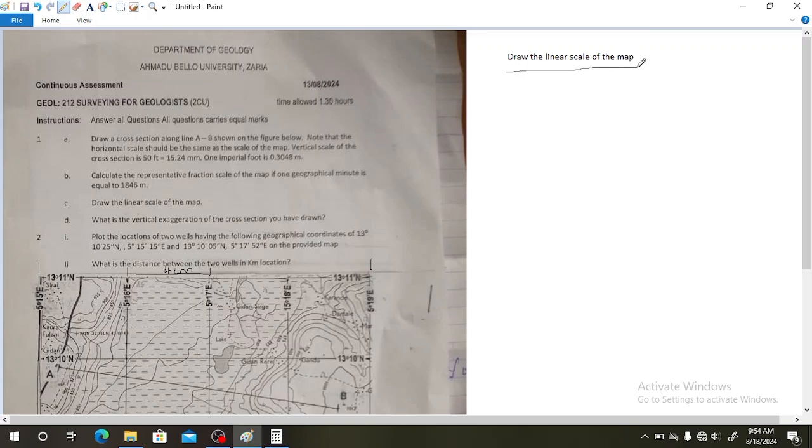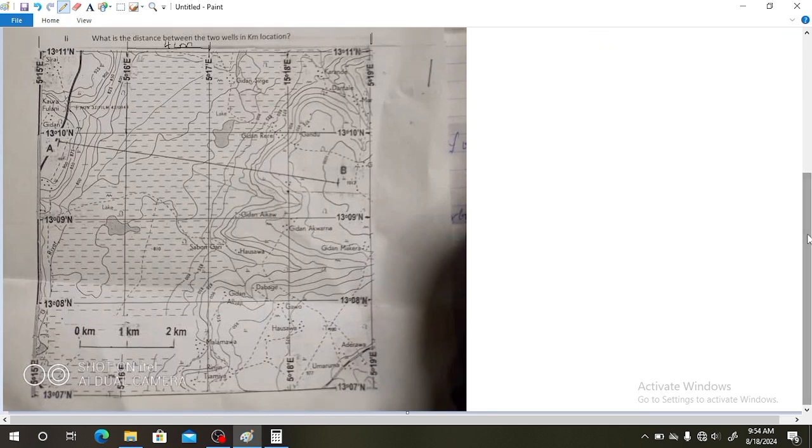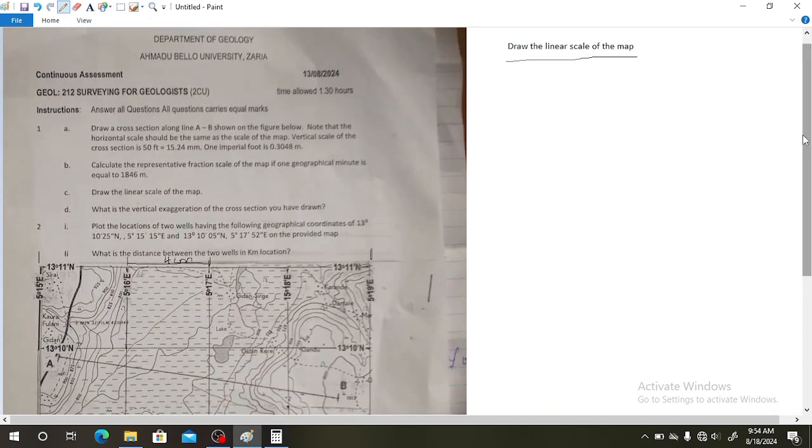With a linear scale, meaning you see this type. This is the linear scale of the map, you can see it here. I'm not saying this is the linear scale, or they say that we should draw it based on the fractional scale we have gotten from this map. Are you getting what I'm saying?